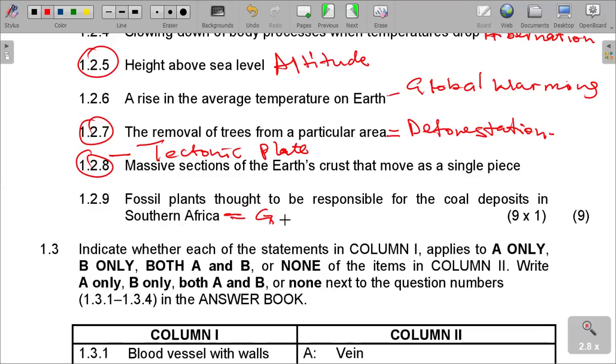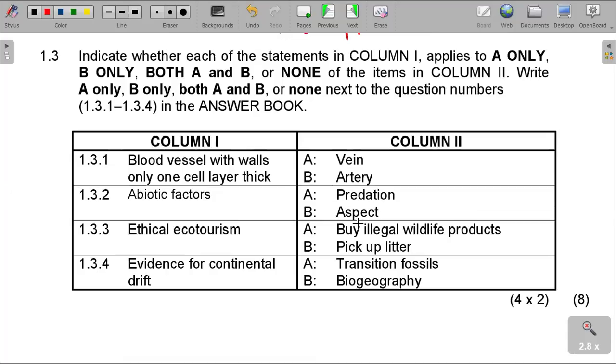Number 9, these are the fossil plants thought to be responsible for coal deposits in southern Africa. They are called the Glossopteris. That's the correct answer. So it is possible to get all those answers correct, as you can see. Let's quickly go to the next section.